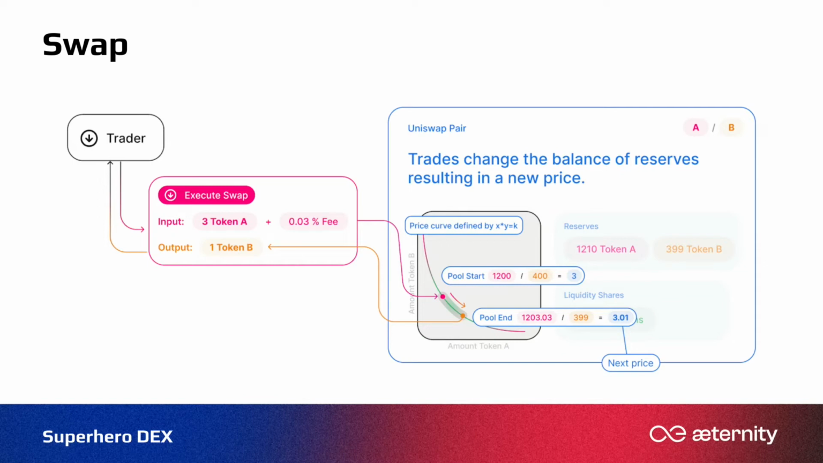And you can see that the price changed a little bit, so now instead of 3 to quote-unquote 1, it's now 3.01 token A for a token B. And then we send that back.